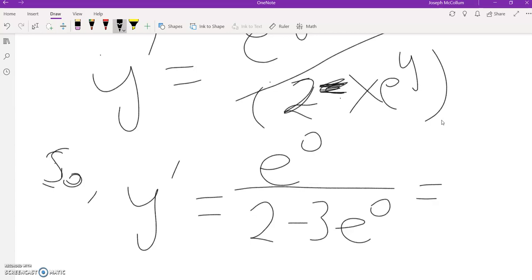Top is 1 because e to the 0 is 1, and the bottom's negative 1. And there's my rate of change. It's a 1 to negative 1 rate of change.